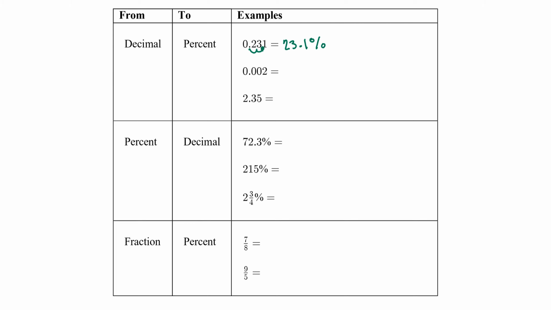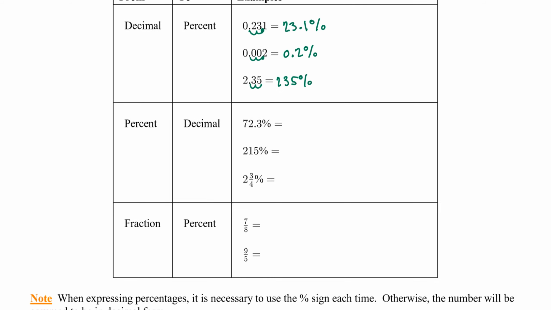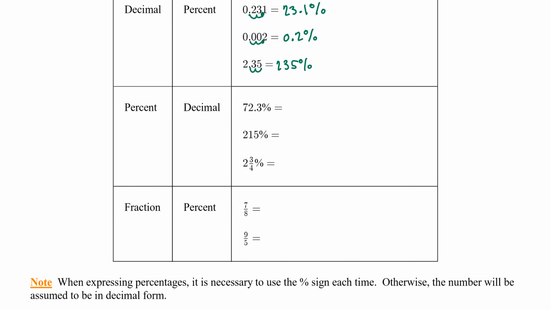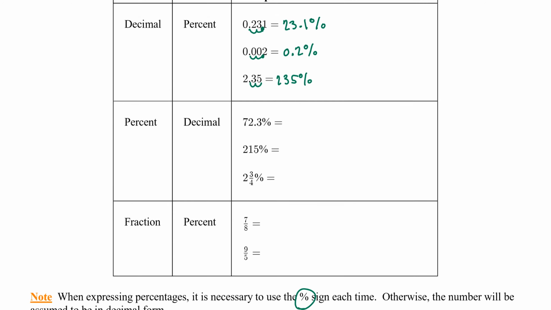Or the decimal 0.002. I'm going to use the same procedure and move the decimal 2 places to the right. Notice we end up with 0.2%, or less than 1%. If I have something like 2.35 and I move the decimal 2 places to the right, we end up with 235%. Quick little note down here at the bottom of the screen: when expressing percentages, it is necessary to use the percent sign each time. And that's what we did on our first example there. Otherwise, we will assume that the number is in decimal form.